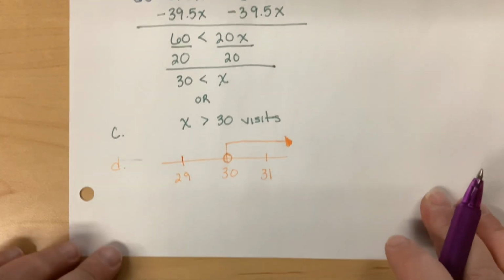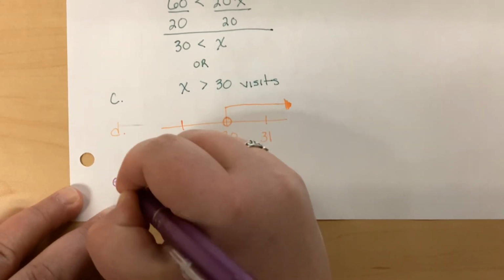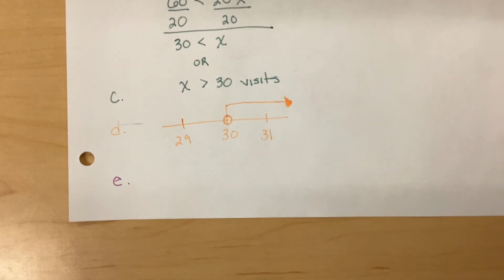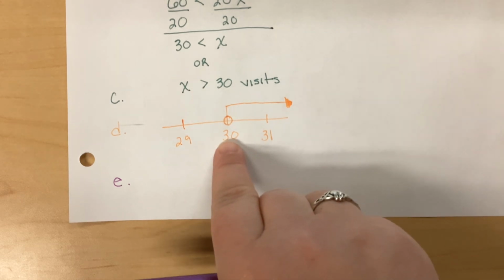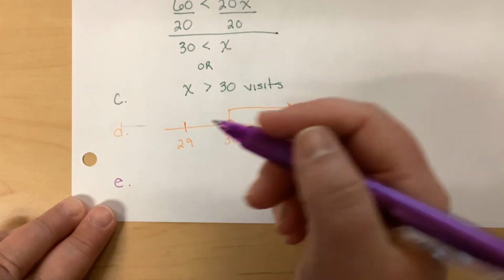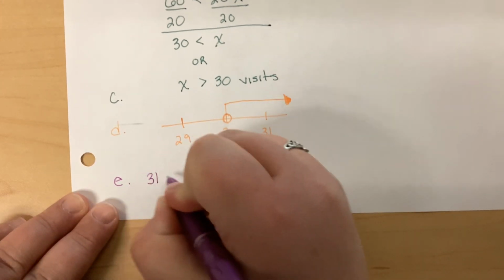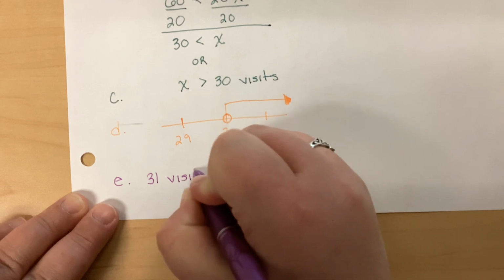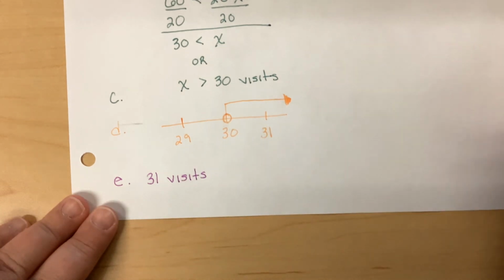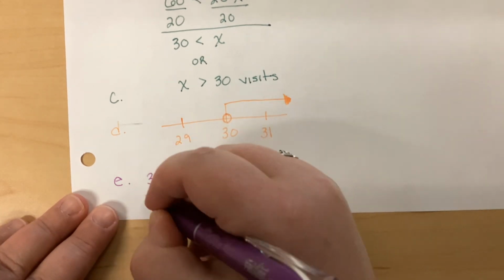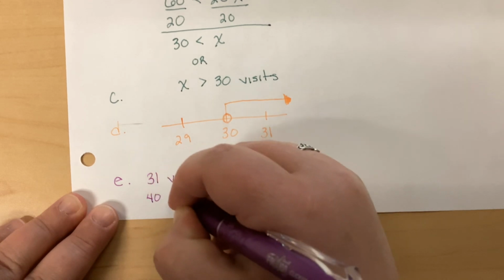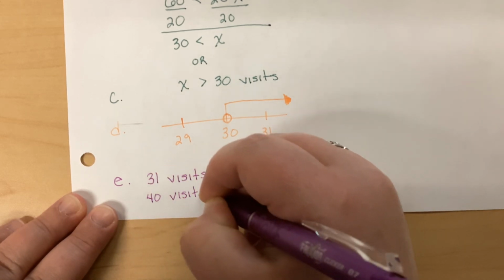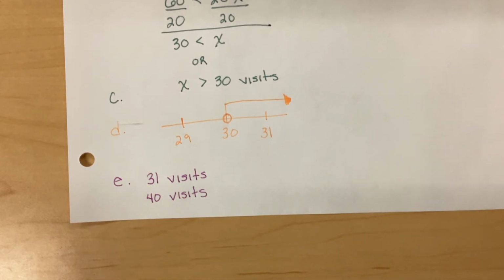And then finally, we want to know part E, what are two possible solutions? So what are two possible numbers of visits that would make this inequality true? Now remember, this time 30 is not filled in. That means 30 visits won't do it. You have to go at least 31 visits. So we're going to do 31 visits. And we'll pick another number that's greater than that. I don't know, let's do 40 visits. Both of those would make the inequality true.